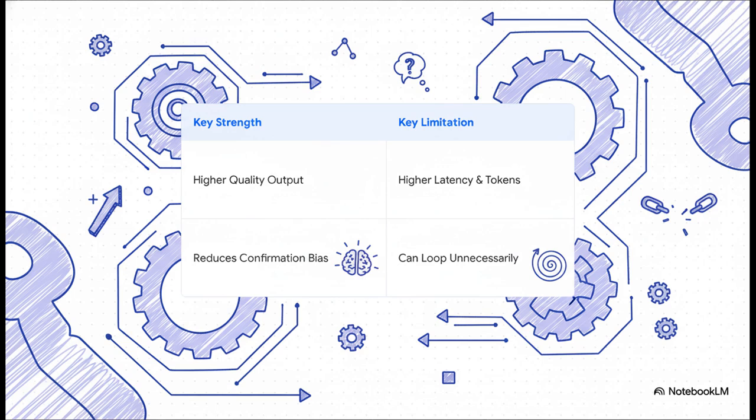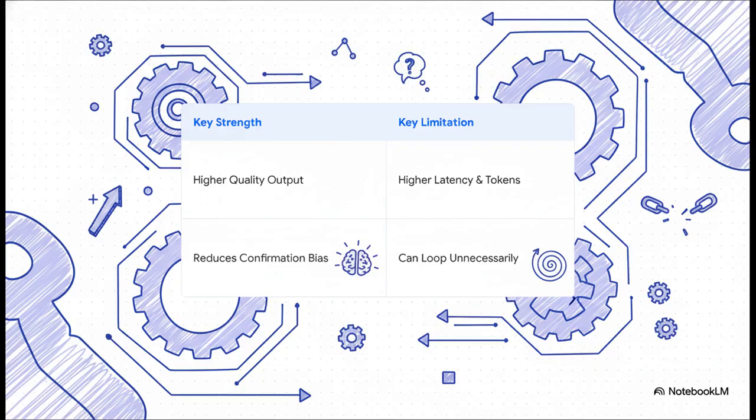And this is where that pattern really pays off. For anything where a mistake is expensive, think about generating code, writing a factual article, or doing financial analysis, this is invaluable. That little bit of extra processing time is a tiny price to pay to avoid a really critical error down the line.